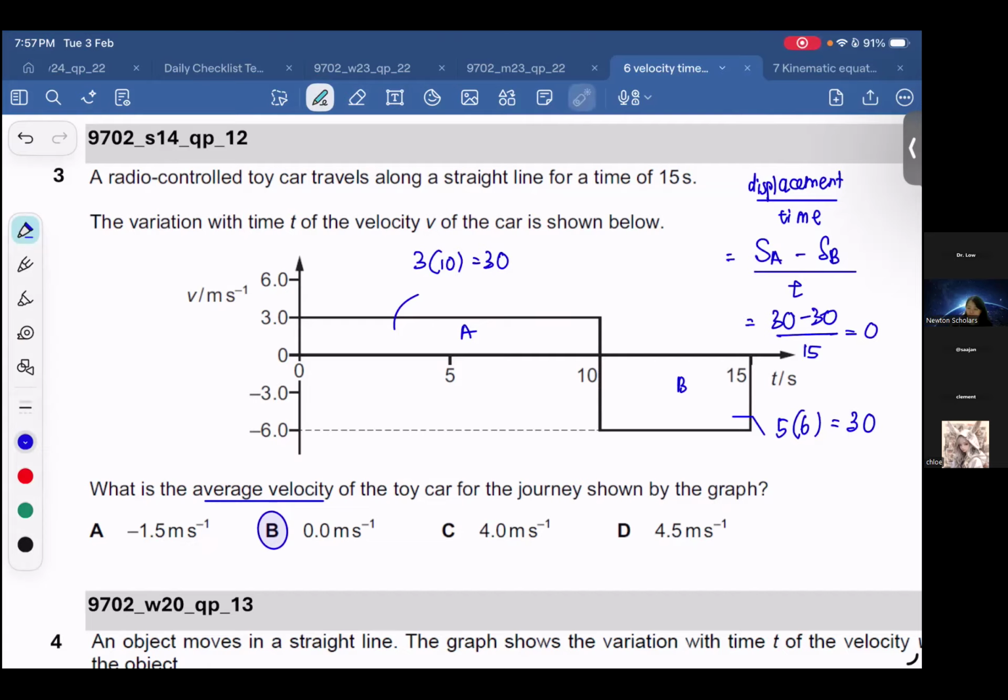What does it mean? After 15 seconds, where is the object? The object goes back to its original position. When displacement is 0, it means the object goes back to its original position. Is that clear? Dear, is that clear for this question?